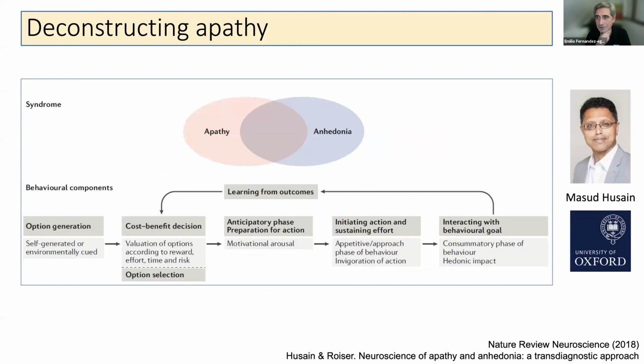But I continue, I perseverate. And Masood Hussain, who is a professor in Oxford in neurology, came to the Department of Psychology 4 or 5 years ago, talking about apathy. And Paul Fletcher very kindly introduced us, and he was having this approach, this idea of deconstructing the apathy into different components.